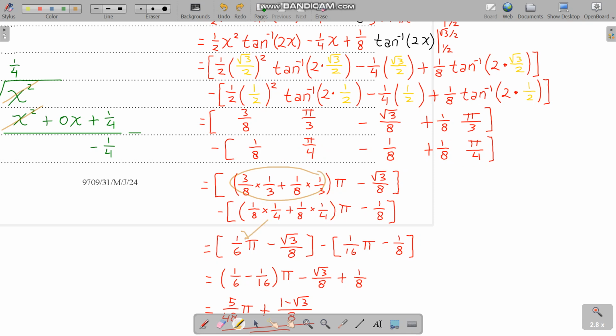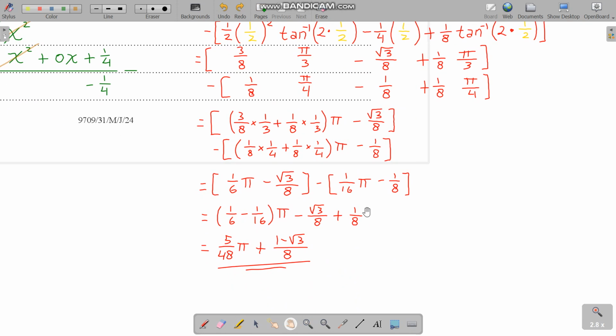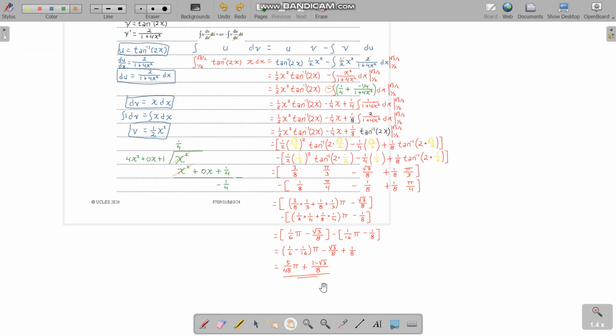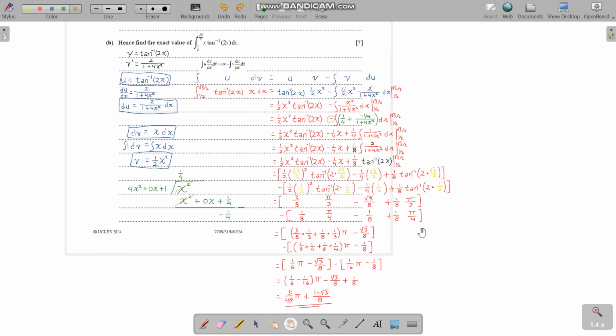You can now use your calculator for this part and this part. From here you get 1 over 6 pi, and from here you get 1 over 16 pi, and you still have the rest, minus root 3 over 8 minus 1 over 8. Now you use your calculator again for 1 over 6 minus 1 over 16, and you will get 5 over 48 pi, plus you still have 1 minus root 3 all over 8. You can leave it in this form for the simplest exact value. Alright, I'll see you again.